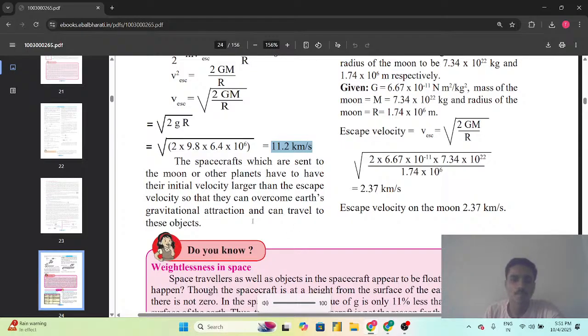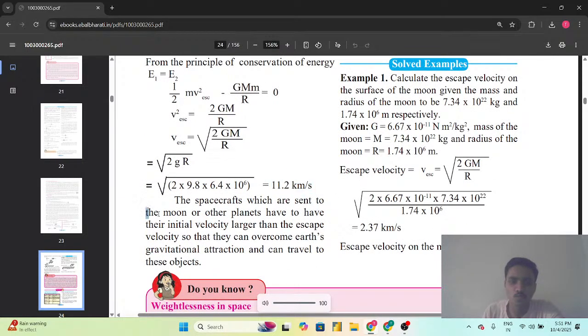So the spacecrafts which are sent to the moon or other planets have to have their initial velocity larger than the escape velocity, so that they can overcome Earth's gravitational attraction and can travel to these objects.